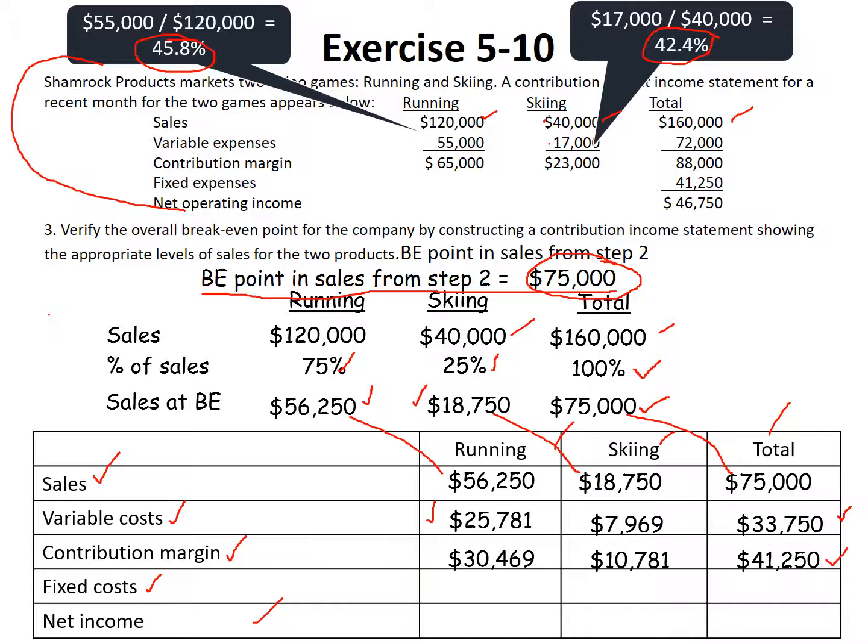$41,250. Now from that, I'm going to subtract my total fixed cost, which happened to be the $41,250. And you'll notice when I do that, my contribution margin of $41,250 minus my fixed cost of $41,250 equals net income of 0. So at this point, I have demonstrated that that is my break-even point.